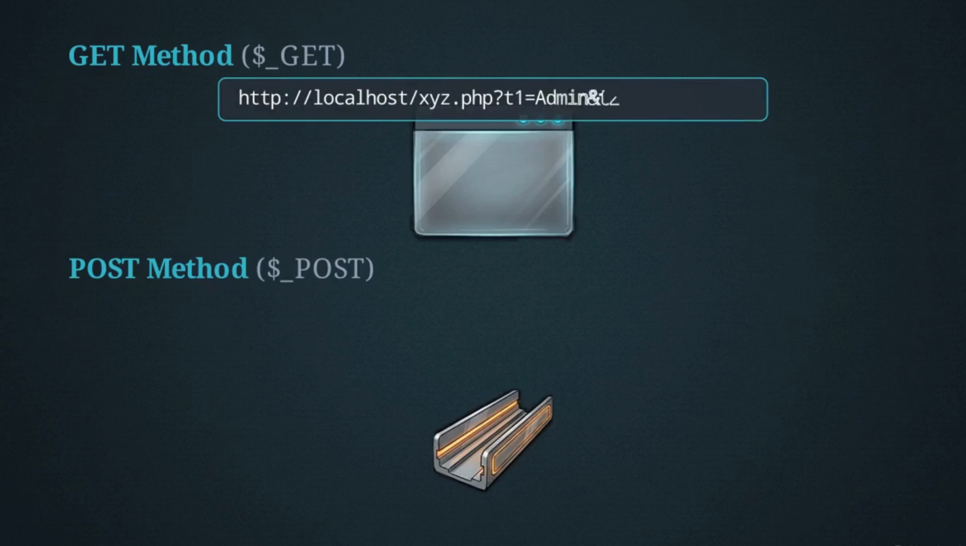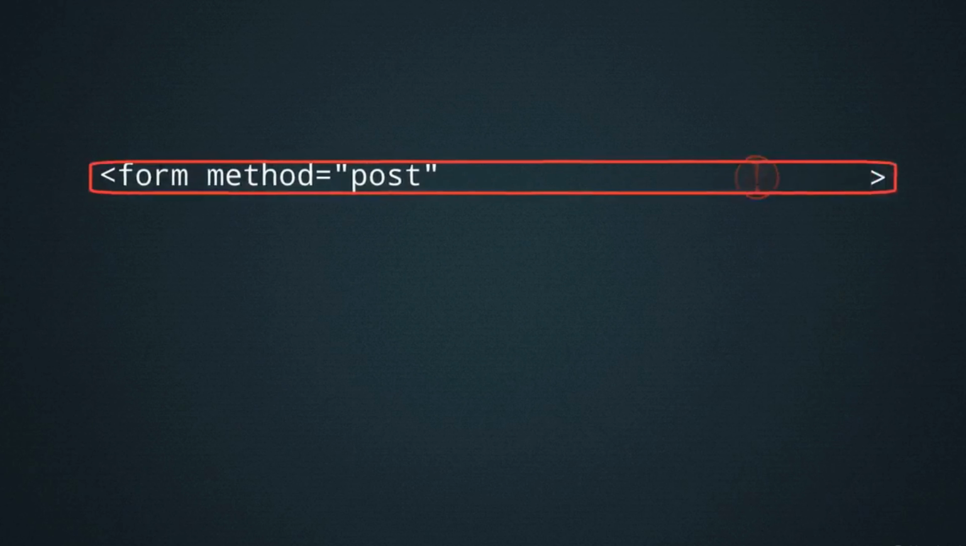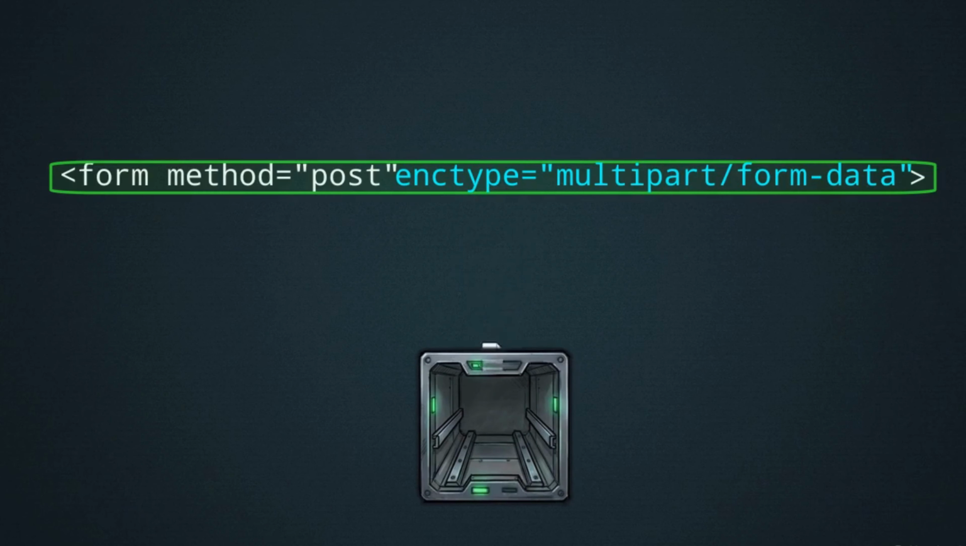Get routes the data directly into the browser URL, making it visible to the user. Post is required for passwords and database queries, routing the data internally as a secure payload. File uploads require highly specific syntax. Forgetting this encoding attribute guarantees failure. Your form tag must explicitly declare the enctype as multipart/form-data, or the server will drop the file transfer entirely.